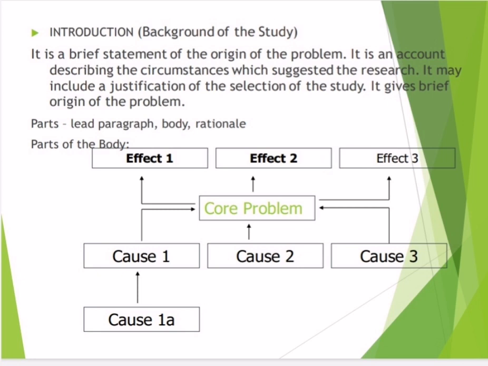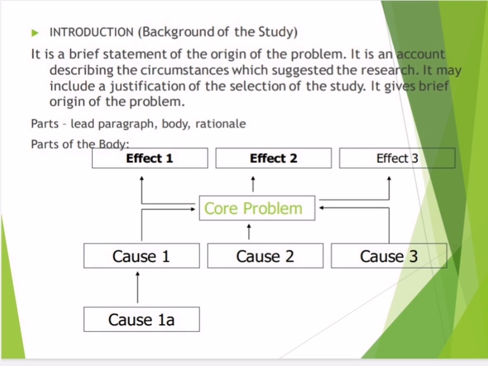It is an account that describes the circumstances which suggested the research. It may include a justification of the selection of the study. When we say justification, we are giving reasons why we need to conduct this study. So, your background of the study also should give a brief origin of the problem. What are the roots of your problem?